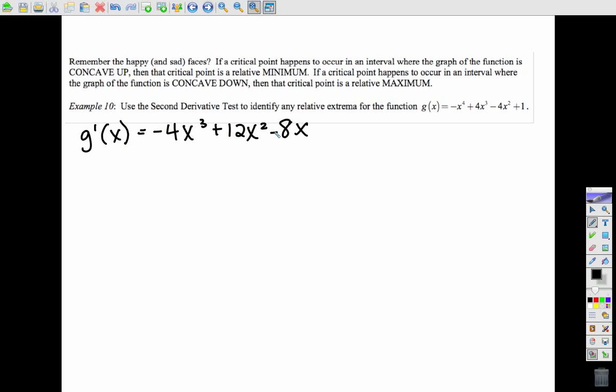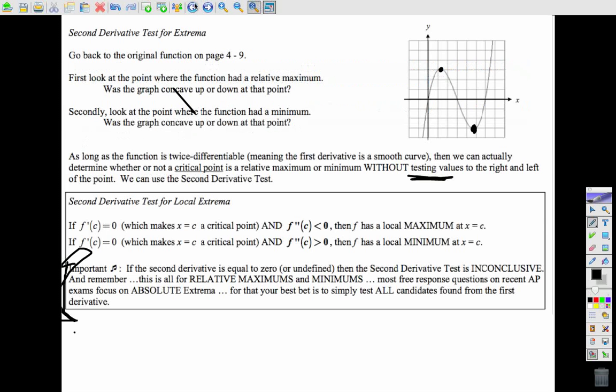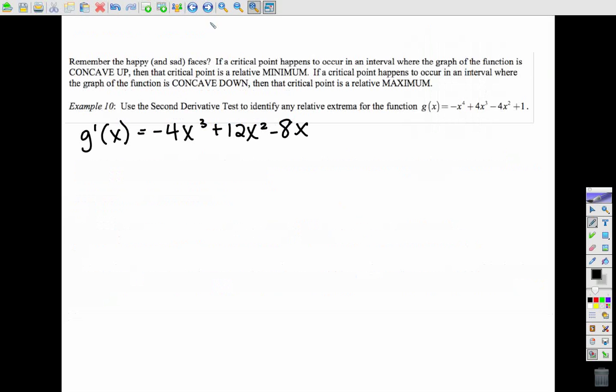Okay, we need to find where the first derivative is equal to 0, because go back to the second derivative test. If we can find where the first derivative is equal to 0, and then figure out what the sign is for the second derivative at that point, or on either side of that point, then we're able to determine the extrema for the function. Okay, relative extrema. All right, so let's factor this or solve it for 0.